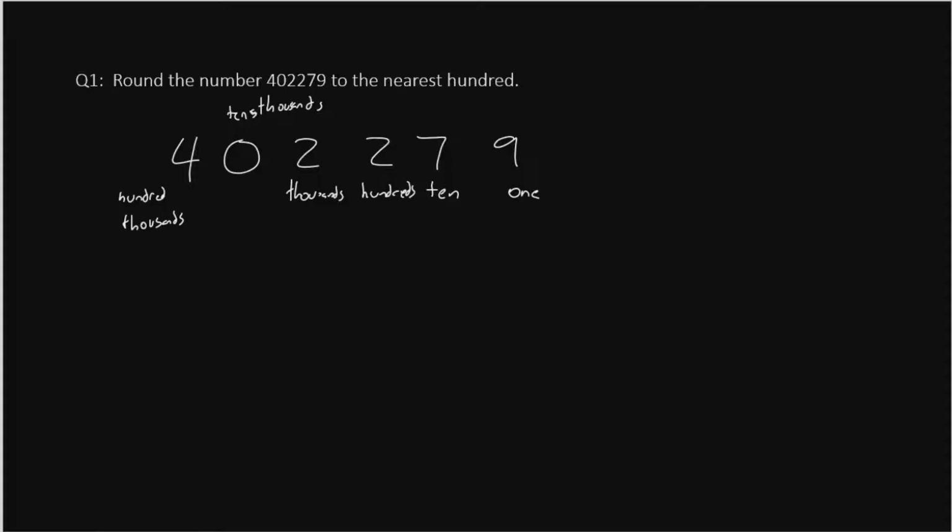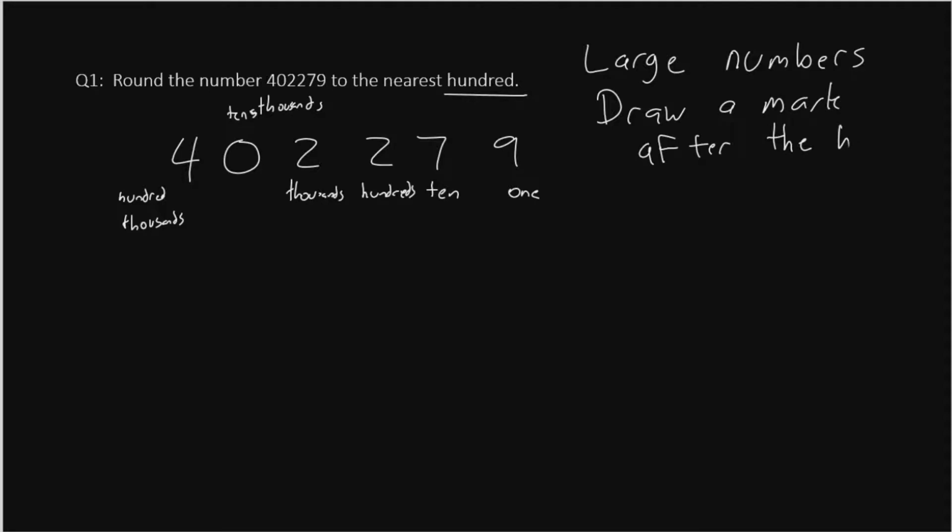Okay, so if we're going to round this number to the nearest hundred, what we need to do is this, and this is going to be for large numbers. This is a scenario you don't always run into in your other math classes where you're dealing with large numbers, but for chemistry, this could come up every so often. If we're trying to round a large number to the nearest hundred, we want to draw a mark after the hundreds place. So I'm going to draw that in yellow, right here.